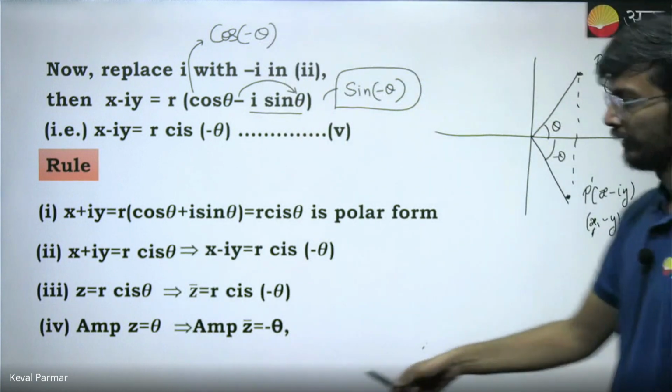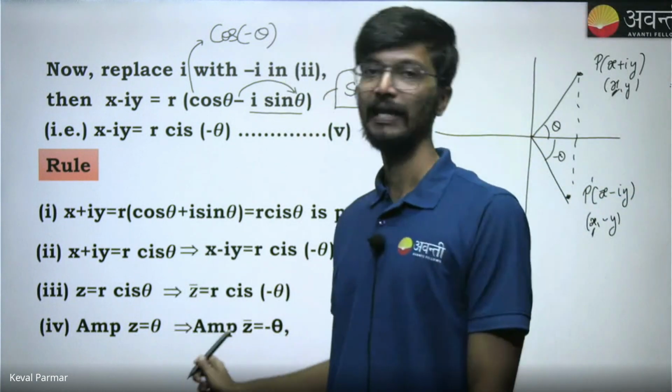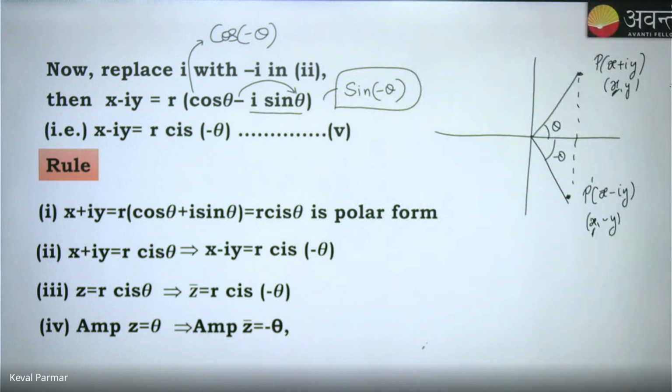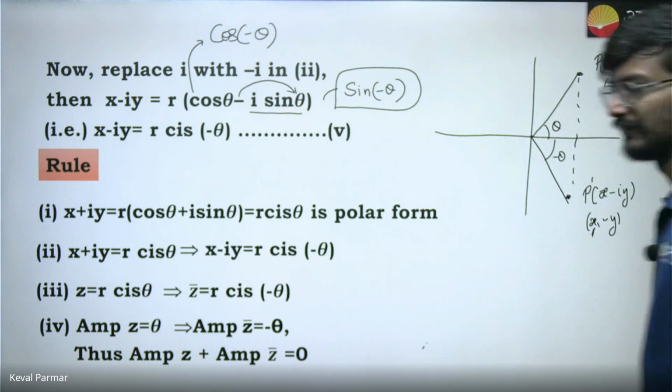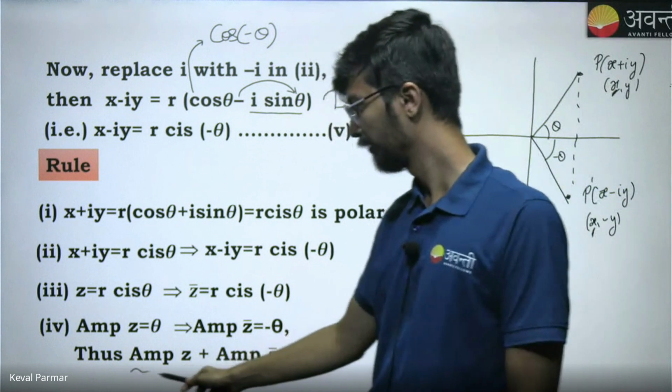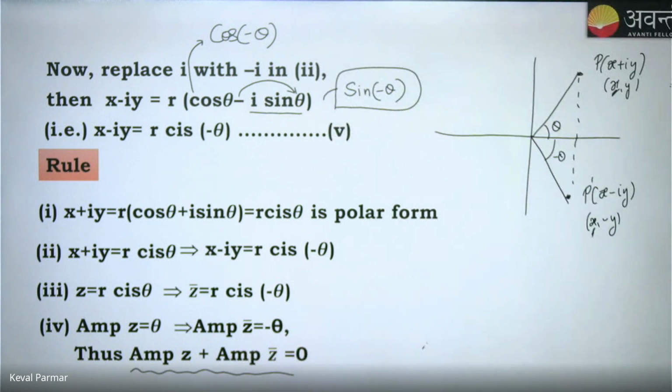So that's why if amplitude of z is theta, then amplitude, or you can say argument, of z bar is minus theta. So obviously, if we add these two, what will we get? Amplitude of z plus amplitude of z bar is 0.